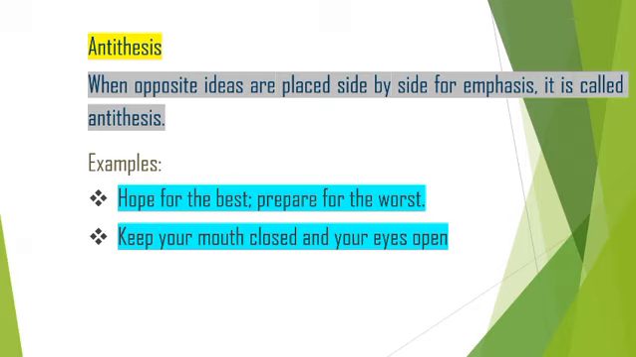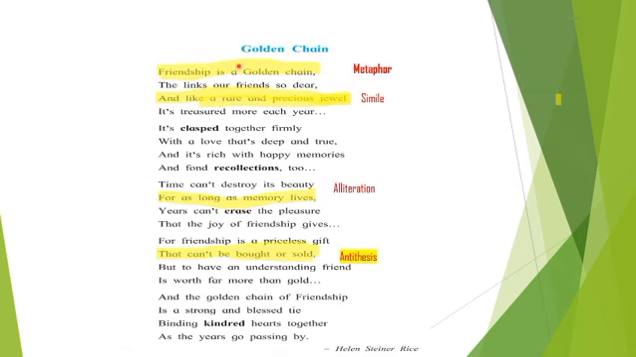Now we turn towards the poem to find out the figures of speech in the poem. See the very first line of the poem. That is, friendship is a golden chain. In this line, friendship is directly compared to a golden chain, so it is a metaphor. Correct.